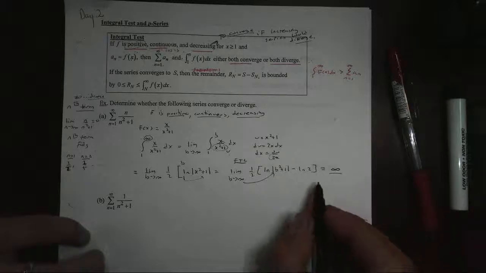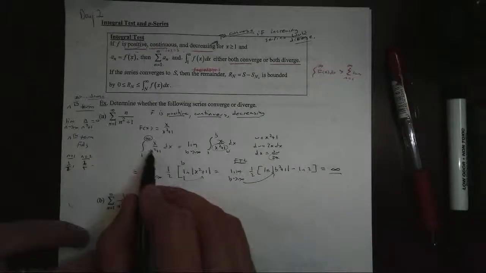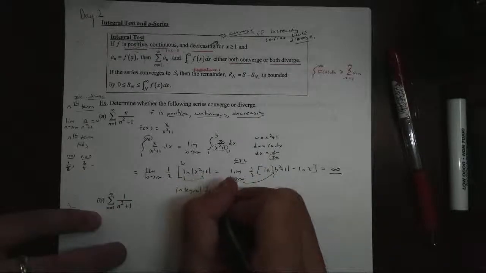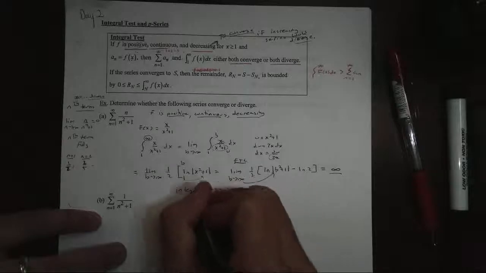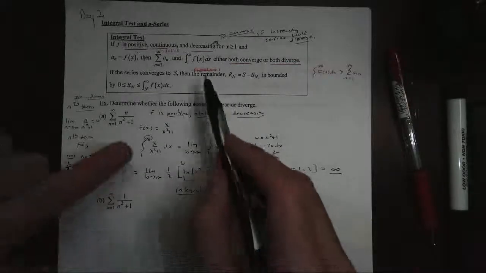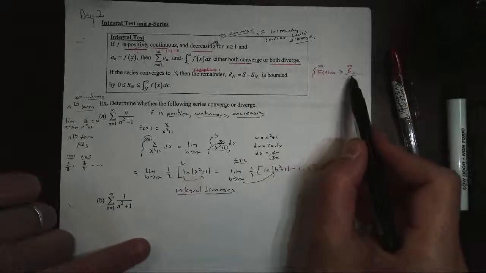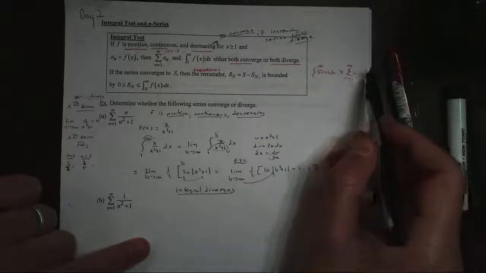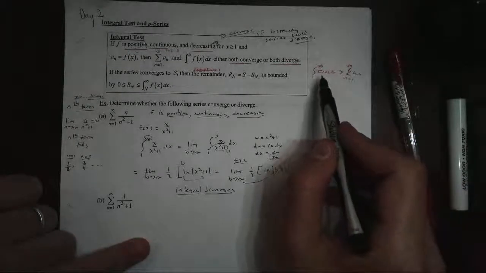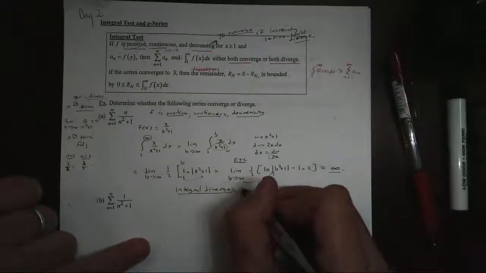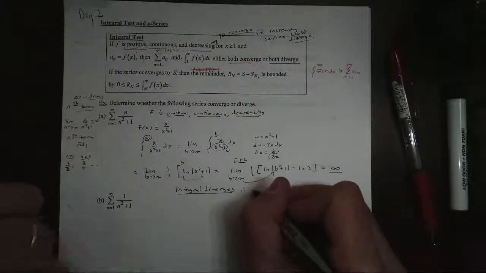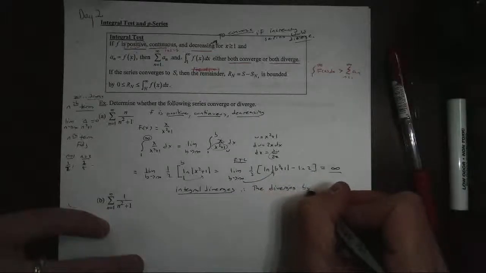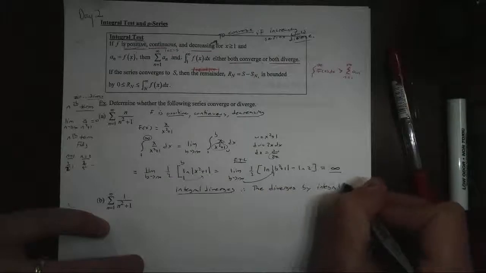So what is this telling me? Well, it tells me that the integral diverges. So remember what I told you. If the integral diverges, and we know that the value of the integral is bigger than the value of the summation, then the summation is always going to be one step behind the integral itself. So therefore, we can say that the series diverges as well, by what we call the integral test.